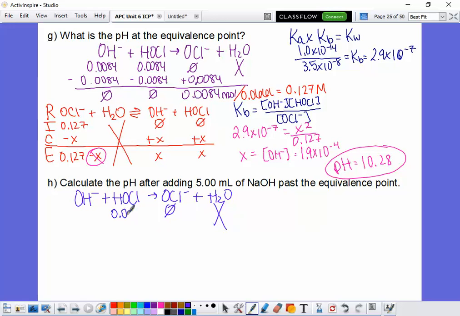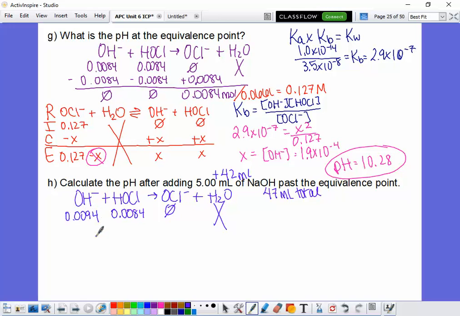We had 0.0084 moles of the HOCl. At this point, what volume of OH minus has been added? 47. Because it's 5 milliliters plus the 42 from the equivalence point, so 47 milliliters total. So if I have 47 milliliters of a 0.2 molar solution, how many moles is that? 0.0094.